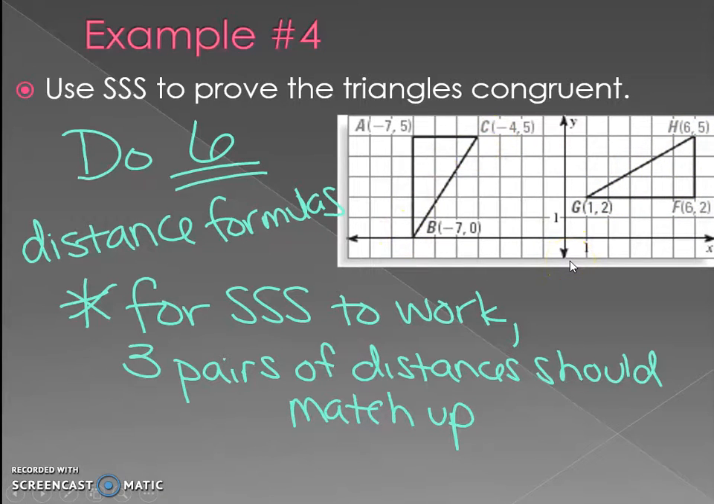You can use a squared plus b squared equals c squared. Or you can use these 2 points and do the distance formula. Use these 2 points: negative 7, 0, negative 4, 5, 1, 2, and 6, 5. You can use the distance formula to see if these two are also congruent. Then you can use SSS to prove that these two triangles are congruent. So go ahead and pause the video and give me the measurement of the hypotenuse.